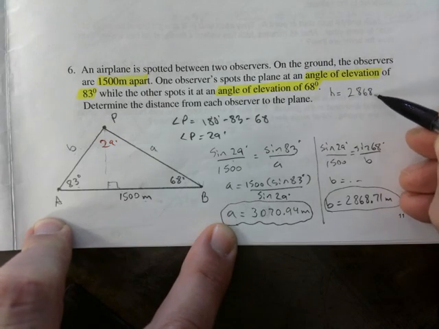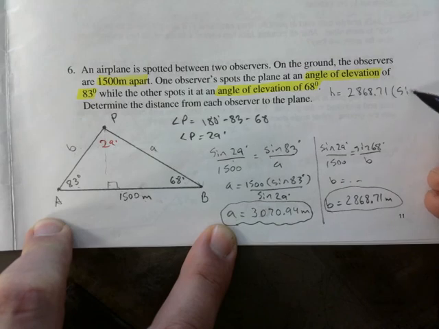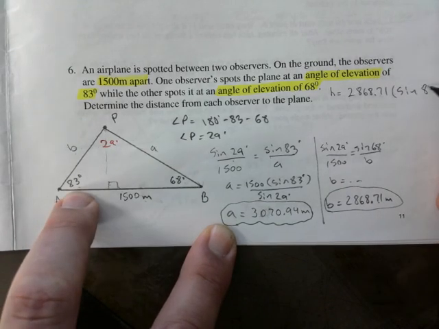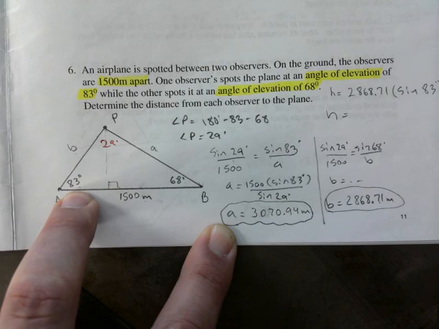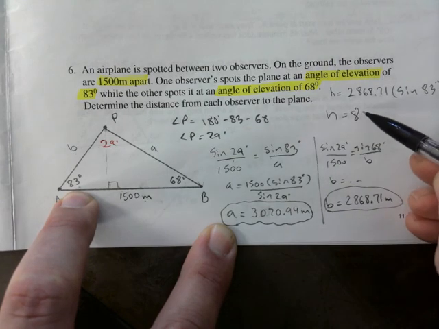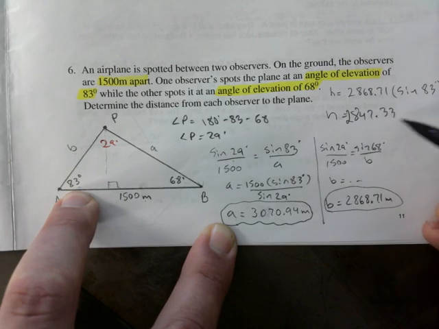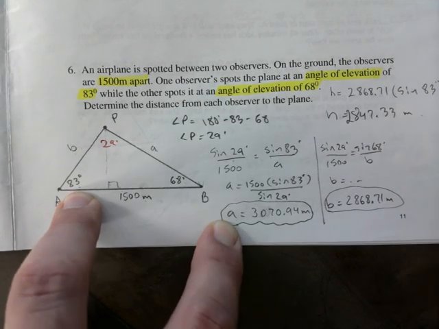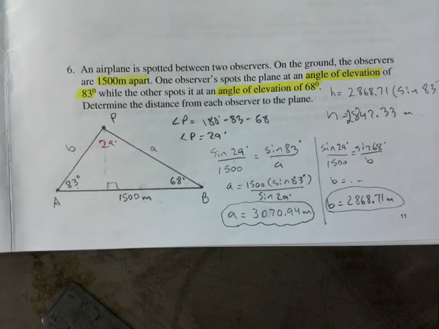2868.71 times sine of 83. That's 2847.33. And I'm going to give you that to practice for the quiz. Okay, it's actually probably an old quiz anyways.